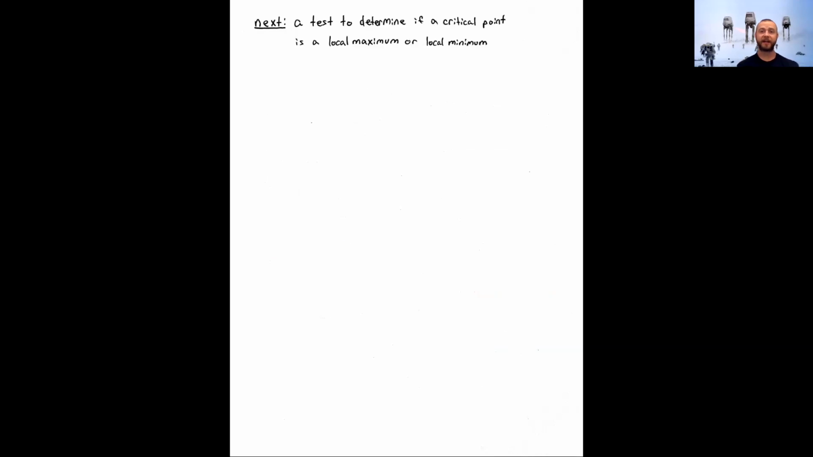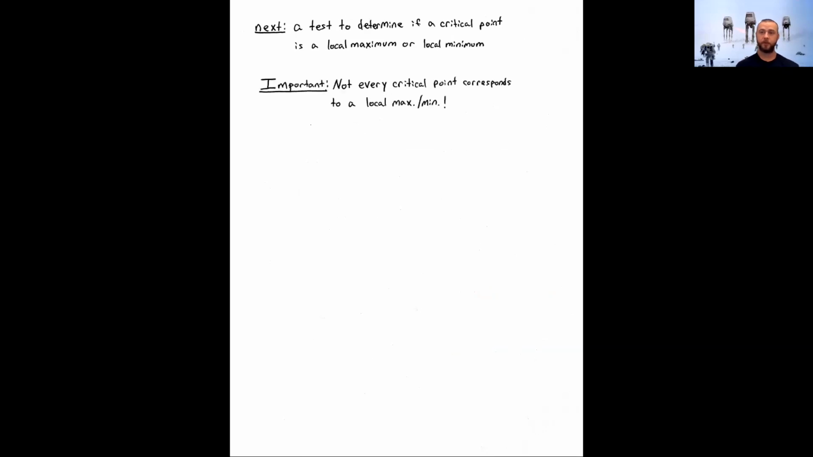And what we're going to look at next is a nice simple test to determine if a critical point is a local max or local min. Now you might be thinking, why do we need a test? There's something important I want to make sure we all understand. Not every critical point corresponds necessarily to a peak or a valley, to a local max or local min.